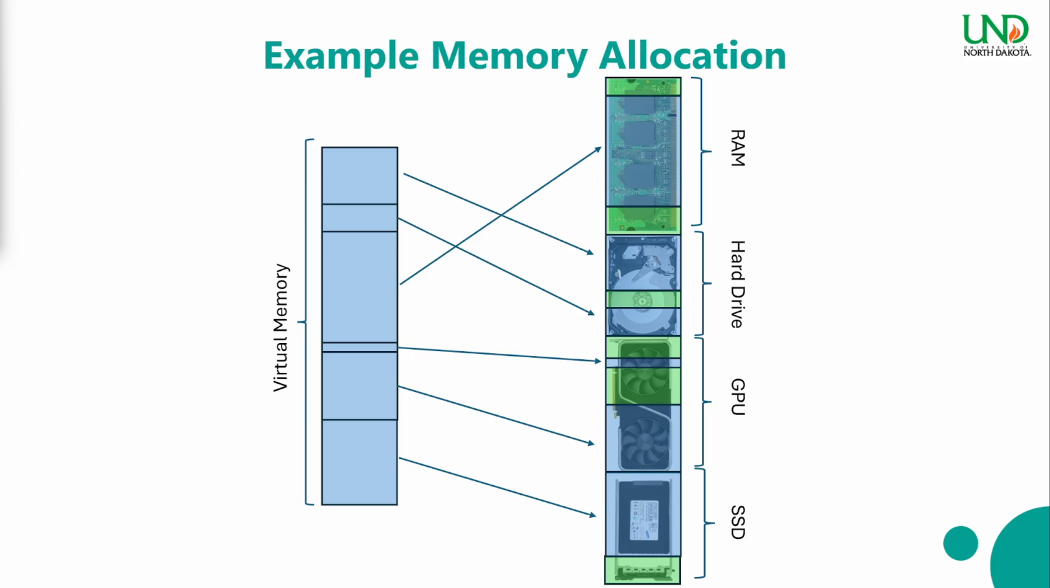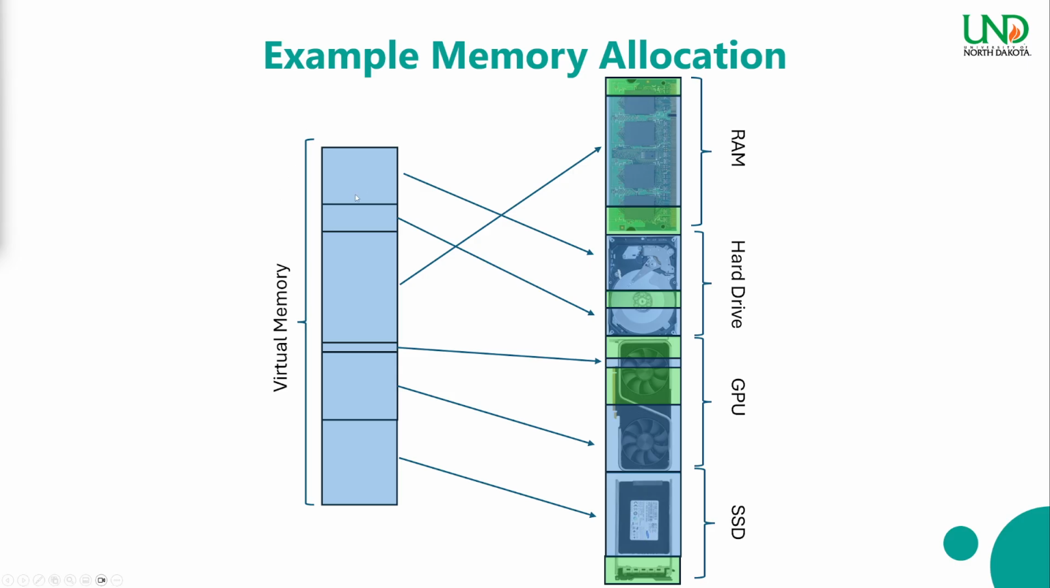This slide illustrates how virtual memory takes a seemingly continuous block of memory and then allocates it dynamically across different hardware components like the RAM, hard drives, GPUs, and solid-state drives. So on the left, we see the virtual memory space, which appears to be one continuous range to the programs that are using it. But on the right, we see how that memory is actually distributed across those physical resources. Keep in mind that this is a mock-up or a diagram that I created, so it's not exactly like this, but this is a good representation of it.